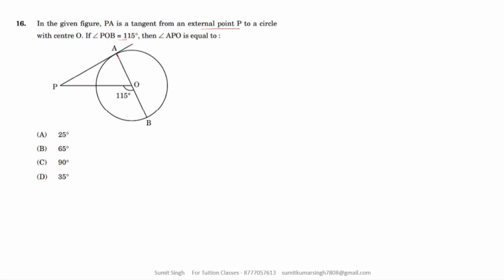If you see the question nicely, this is a straight line. So of course the sum of the angle AOP plus the angle BOP will be equal to 180 degrees by using the linear pair. So we can say the value of angle AOP will be equal to 180 degrees minus 115 degrees by using the linear pair.